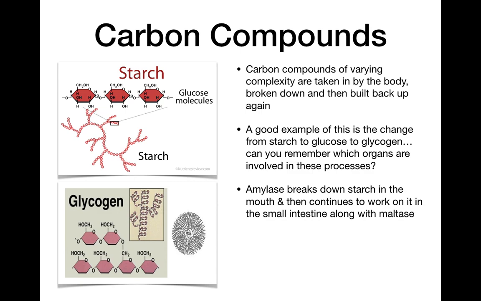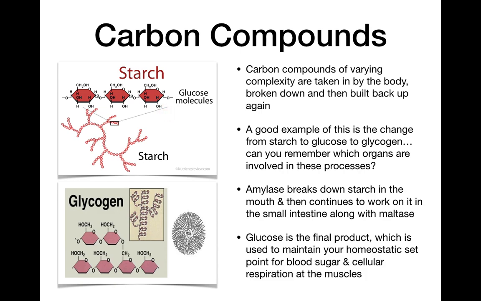And then in the small intestine, amylase is also there, produced by the pancreas, to break it down further. And we have maltase, which works on maltose to help break it down into glucose. So we have this really big molecule, and we're breaking it down through digestion into single glucose molecules. So glucose is the final product, and glucose is what we talk about for homeostasis.